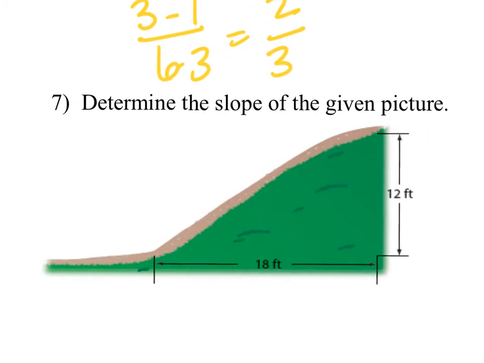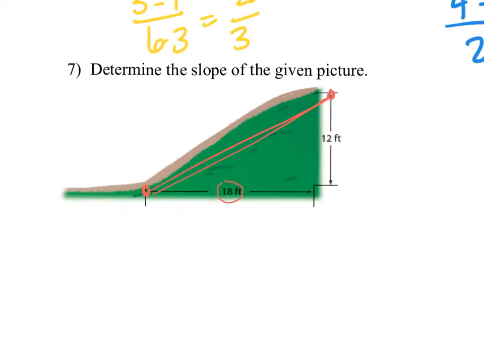Number 7. Determine the slope of the given picture. Okay. So how do you do that? What are you thinking? Oh, it doesn't show 18 on it. Oh, it doesn't show 18 on y'all's? Okay. Well, there's 18. So this is a right triangle, and we talked about this a little.